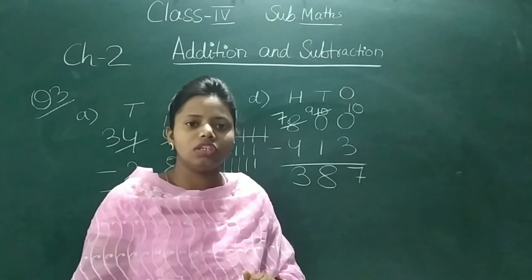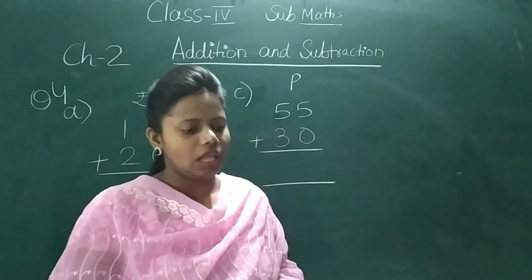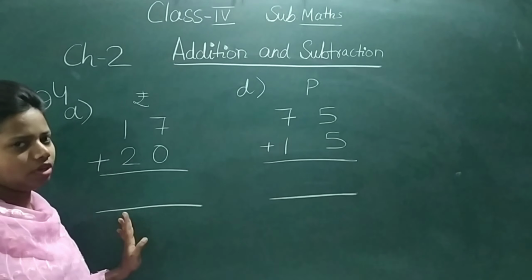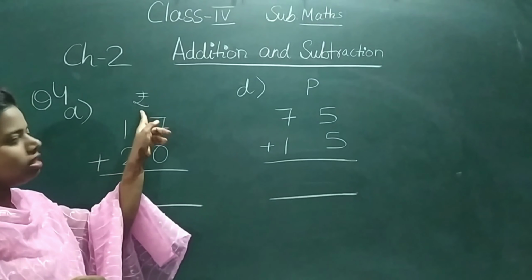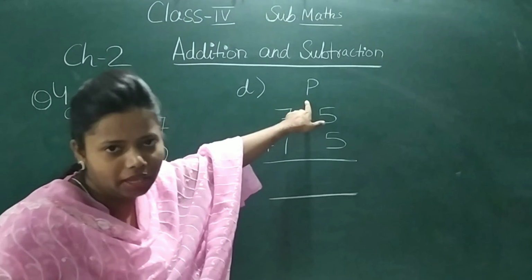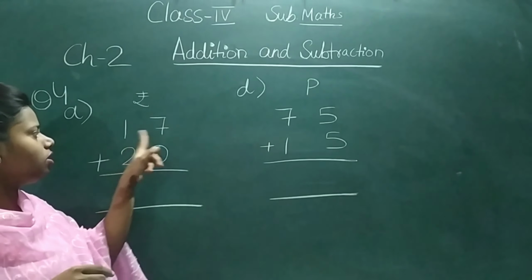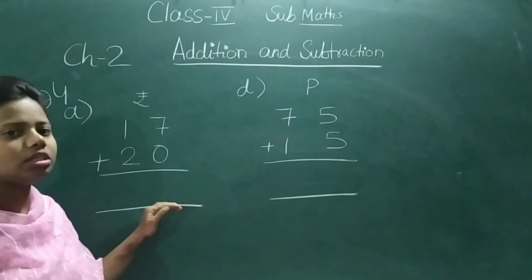Now let's move to question number 4. Let's see how to do question number 4. Question number 4 is add the following. Now in this question we are going to do the addition again. Here you can see the sign. This sign is rupees and P means paise. So we are going to add 17 rupees plus 20 rupees is equal to how much?